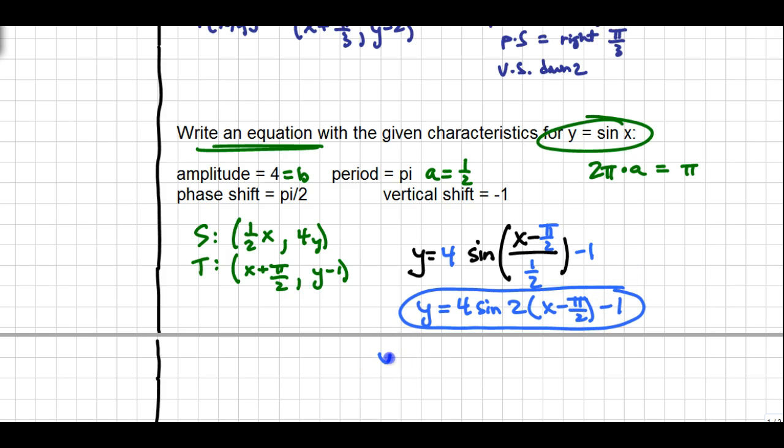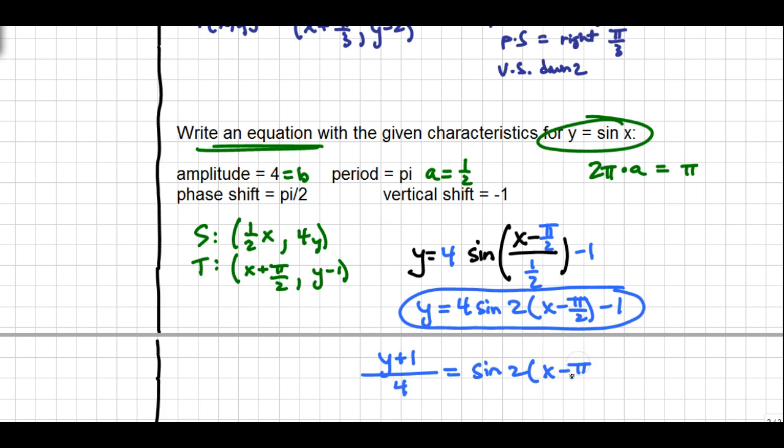Know that I would also accept it if you said y minus the b value, or y plus the b value, which would have been the 1, and the d value, which would have been the 4. So I would have accepted it like this as well.